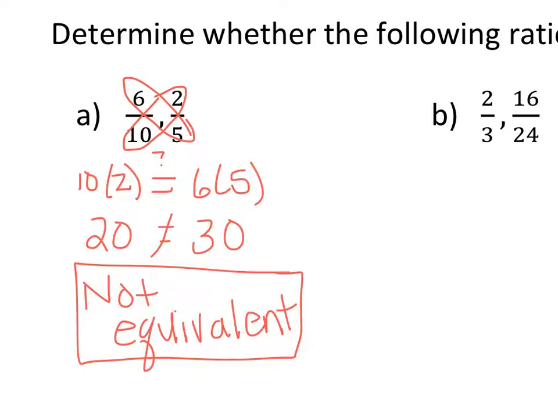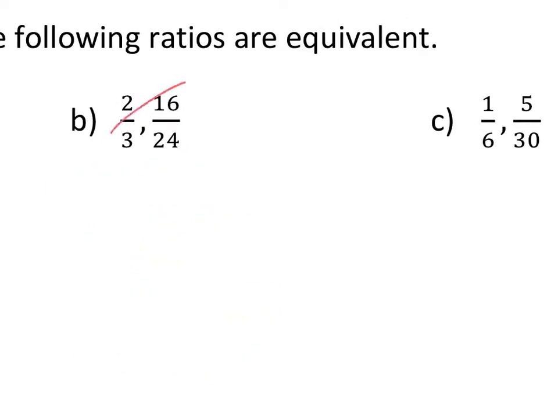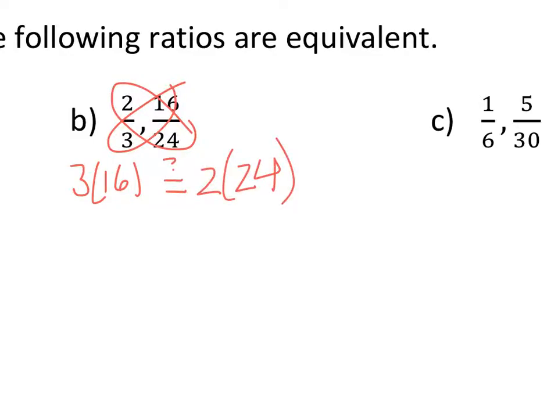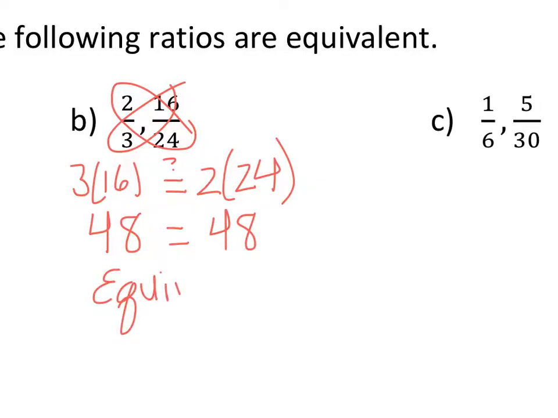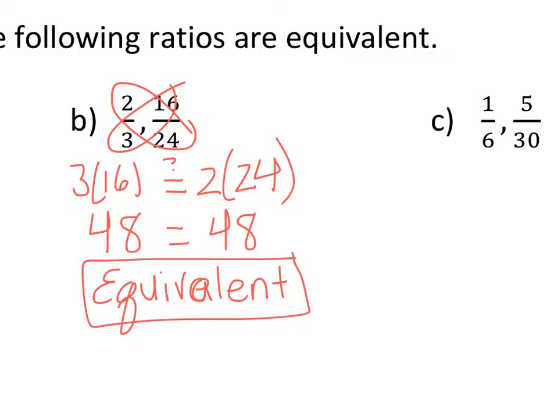Let's look at B. Again, we are doing the cross products. 3 times 16, does that equal 2 times 24? Well, 3 times 16 is 48, and 2 times 24 is also 48. So these are equivalent because their cross products are equal. Try letters C and D on your own.